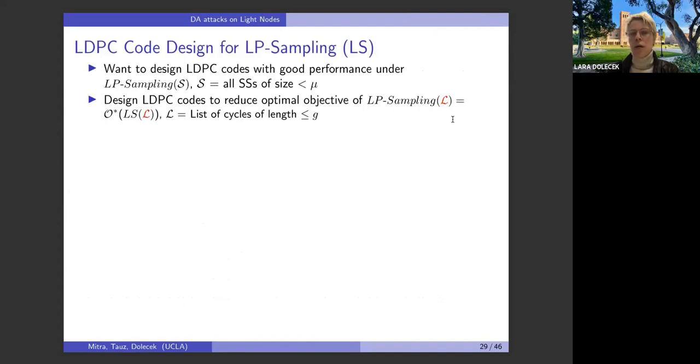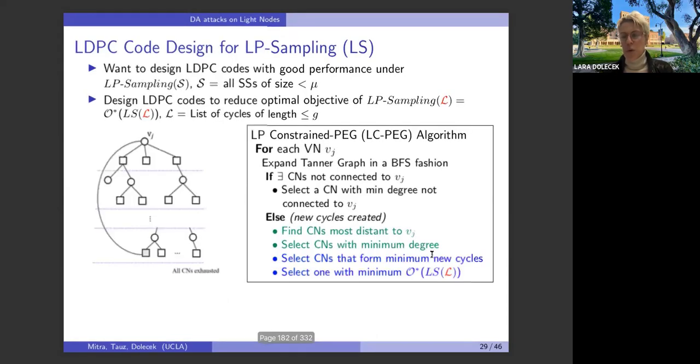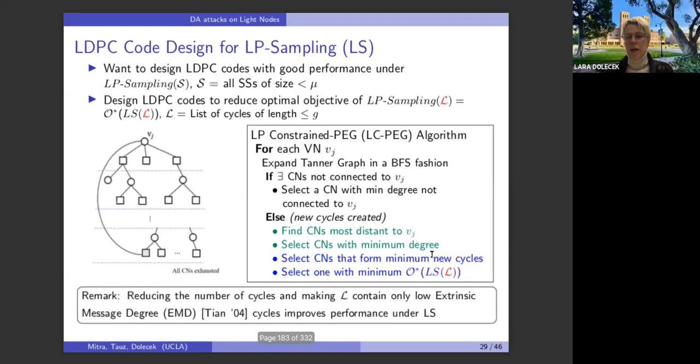And so then the LDPC co-design becomes the following. We want to design an LDPC code to reduce this optimal objective of our LP sampling, where L is now the list of all cycles. So we don't deal with stopping sets directly, for the same reasons as before. So we're going to deal with cycles. So now we change again a few lines of code. And we first actually pre-process this. So we select check nodes that form the smallest number of new cycles, which is beneficial for this setup. And then we select the one that will result in the smallest value of this linear program.